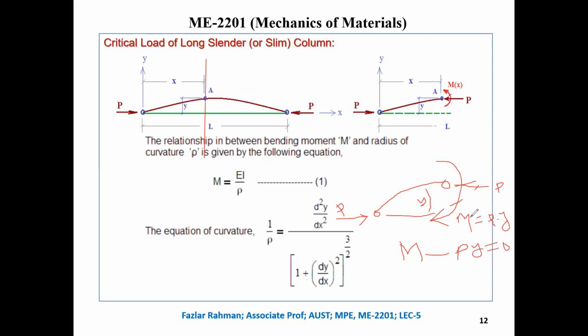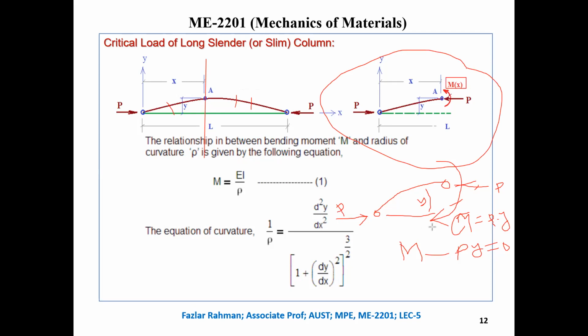Now you see this value of M will depend on where you are cutting. You cut right over here, there will be one value. You cut here, there is another value. That means M is a function of X. So that's why, in this free body, I put M of X right over here. This is M of X.